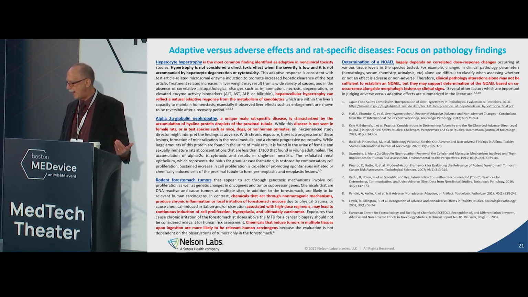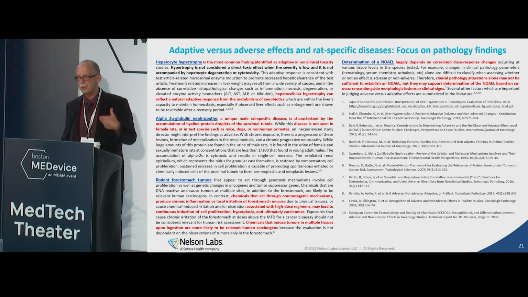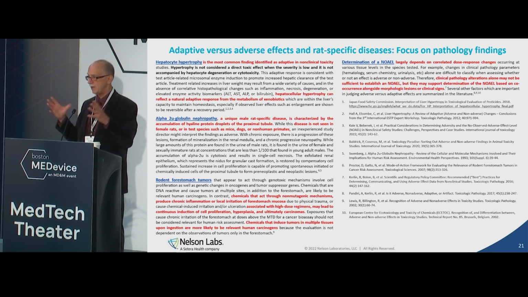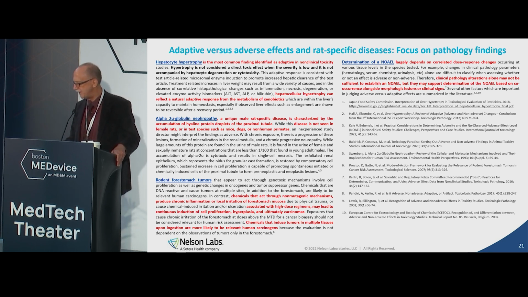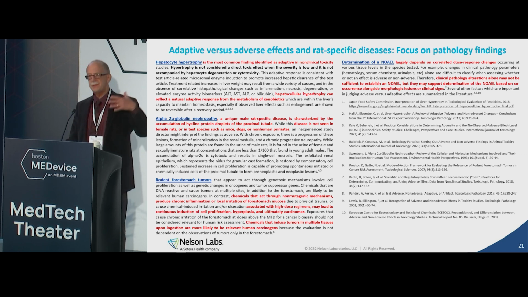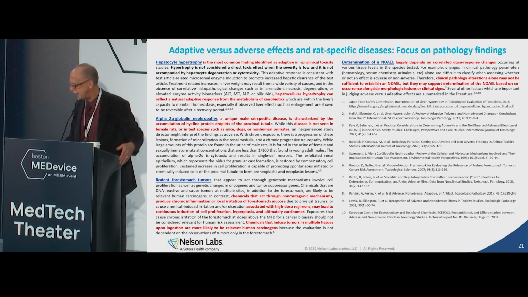You think about why is forestomach a problem in rats? Well, often it's gavage dosing through a tube, and the rats have a unique organ, the forestomach. It's easily irritated because a gavage tube inserted is constantly exposed over and over to a repeated dose of a chemical. And chemicals that act through non-mutagenic mechanisms produce chronic inflammation or local irritation of the forestomach, and that can lead to continuous induction of cell proliferation attempting to compensate, hyperplasia, and ultimately carcinomas.